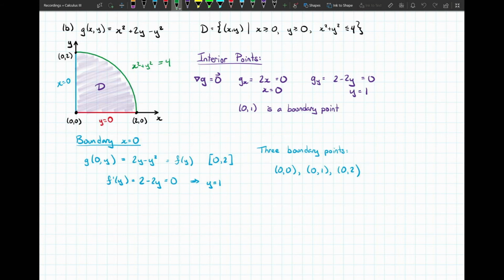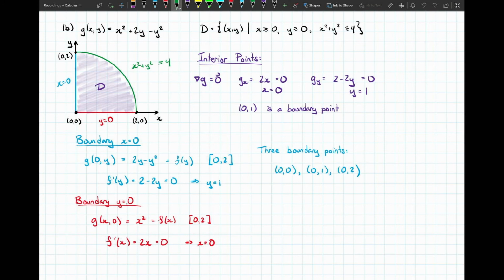Now let's move to the bottom boundary along the x-axis when y equals 0. If we let y equal 0 in the function, you can see that we end up with just x squared. That's a single variable function, and we only have to consider x values from 0 to 2. Once again, we'll take that as a single variable function and apply the closed interval method from single variable calculus. Critical numbers would be when f prime of x equals 0. That would mean 2x has to equal 0, and that gives us the solution x equals 0.